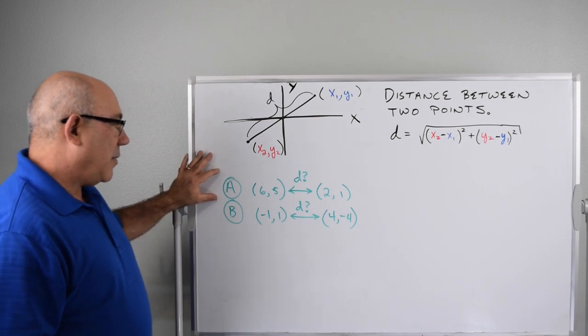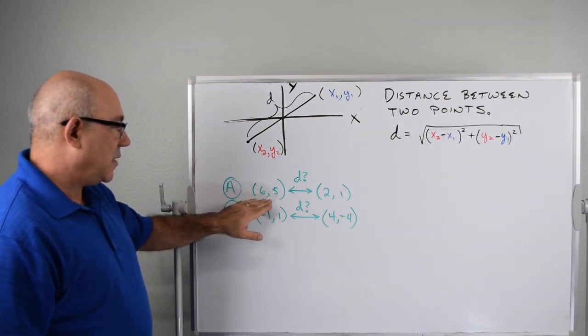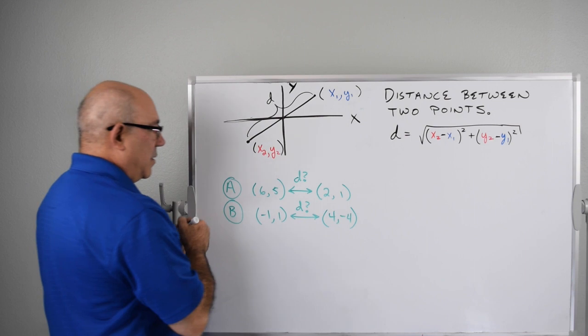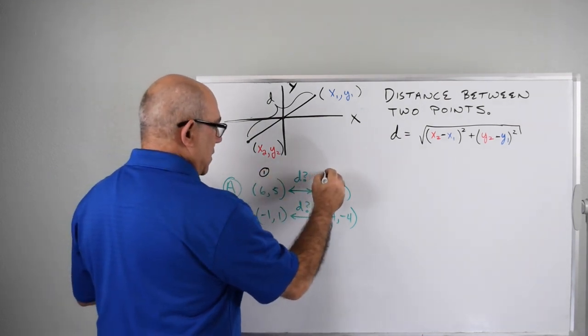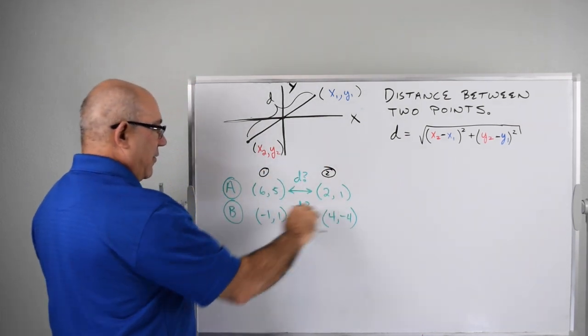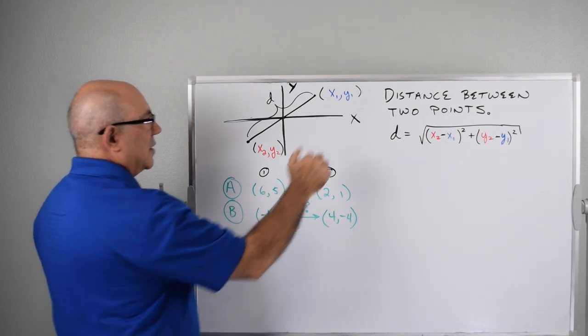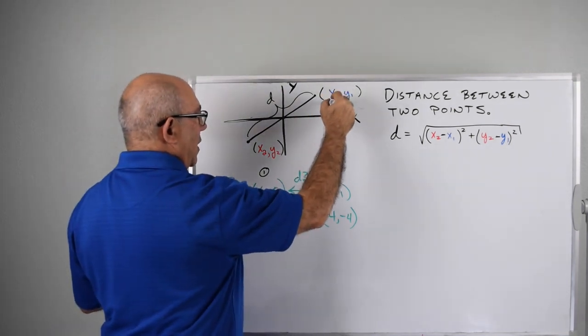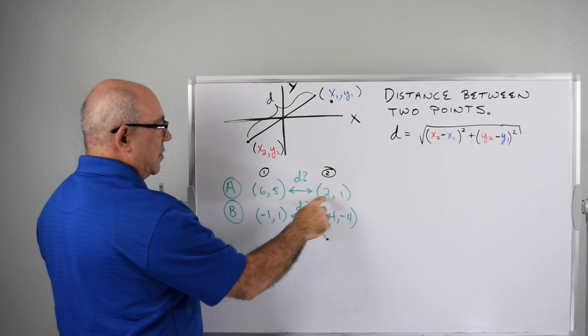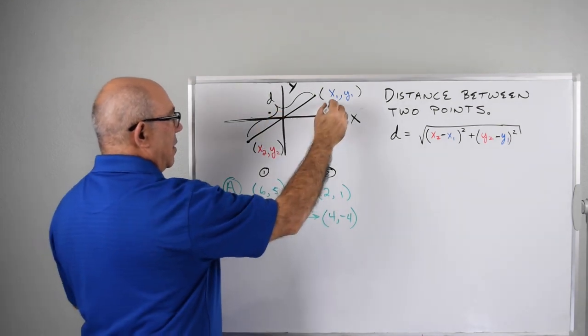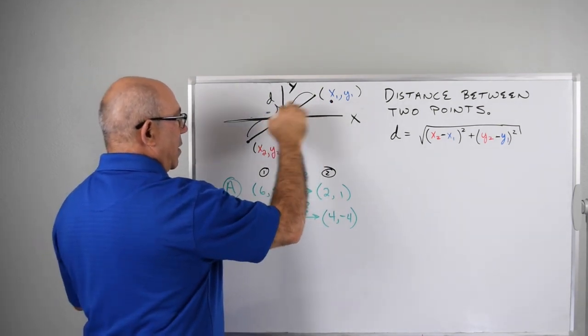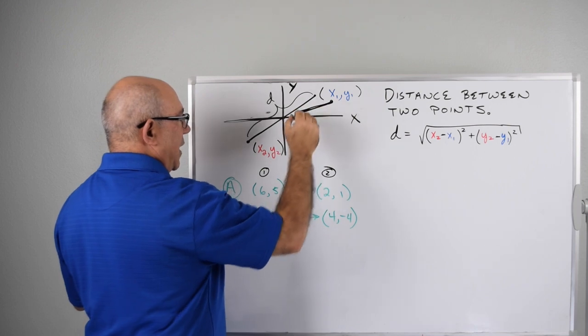So if we have a problem like this one, where we have 2 points, point 1 and point 2, let's work on problem A first. One point is at 6, 5, so it's up here somewhere, say. And then the other point is at 2, 1, which is over here. What's the distance of that point?